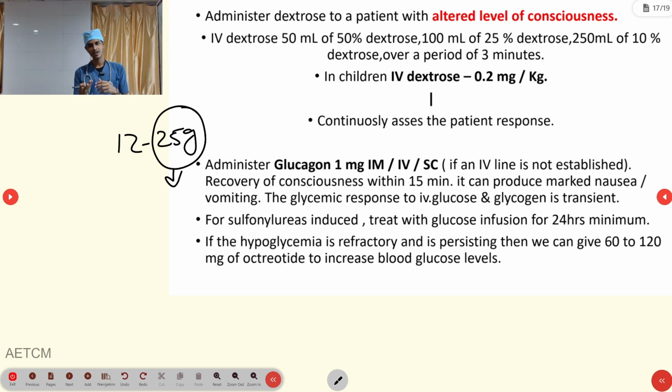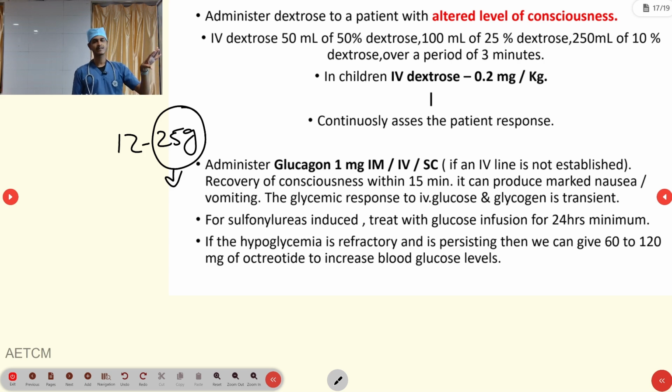If it is 25 percent dextrose, you have to give 100 ml. If it is 50 percent, then 50 ml. If it is 5 percent, then 250 ml. So irrespective of the fluid, irrespective of the dextrose percentage, you have to give 25 grams. Okay, and if it is a pediatric case, there you have to give 0.2 gram per kg. So this is the one type.